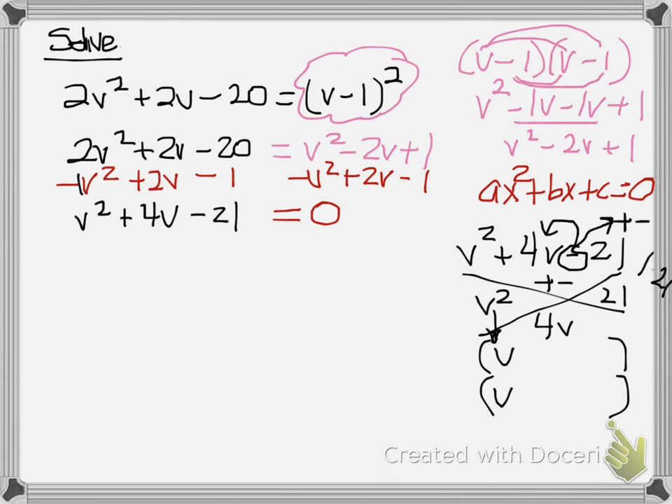Okay, so what are my other options for 21 besides 1 and 21? 7 and 3. Okay, so which ones of these subtract to make a 4? 7 and 3. Very good. I need 7 to be the positive and 3 to be the negative. Why is that? Because you have a 4v. That's right. 7v minus 3v gives you the 4v. That is right. So I get my signs right. Okay. So now I've got my factors.